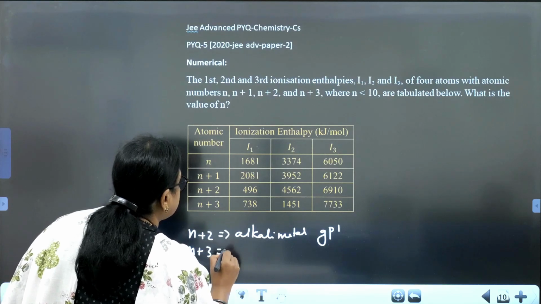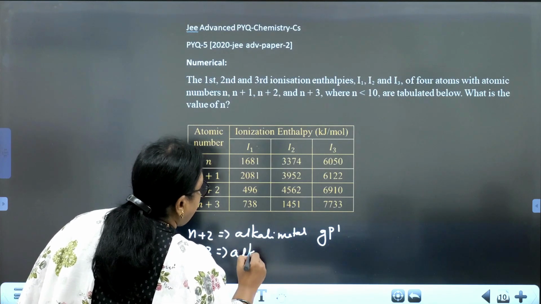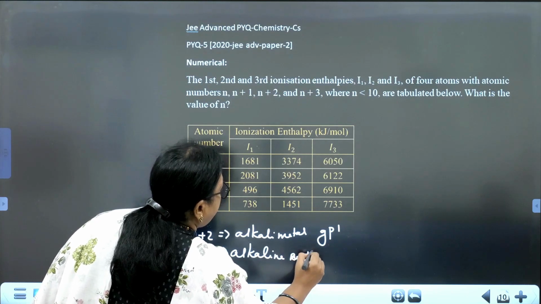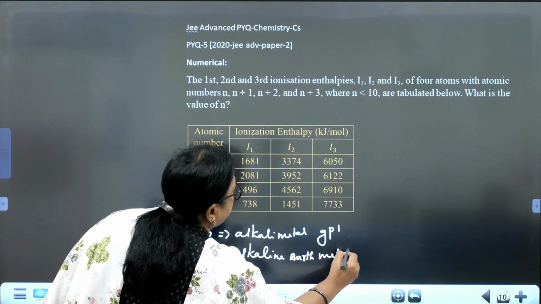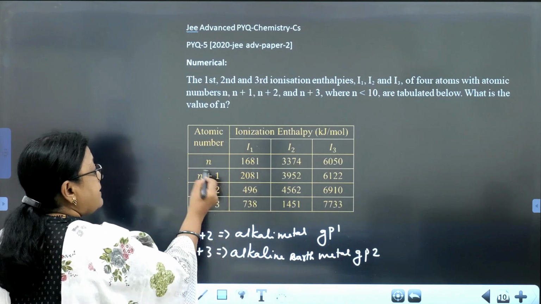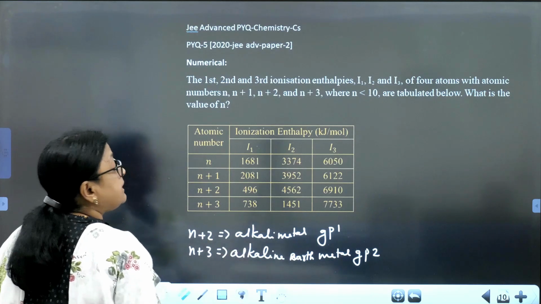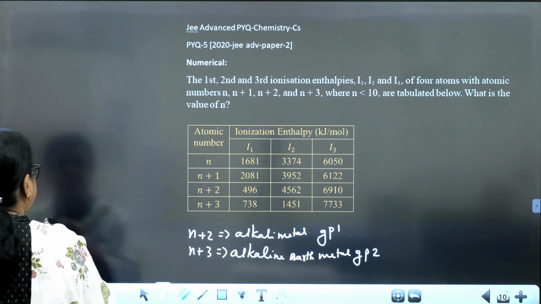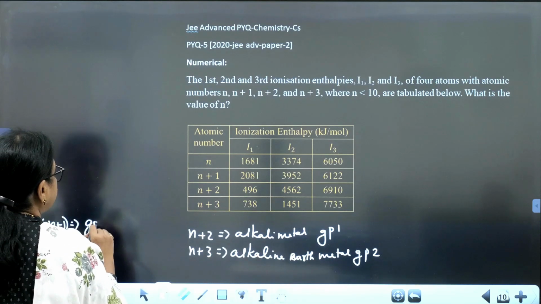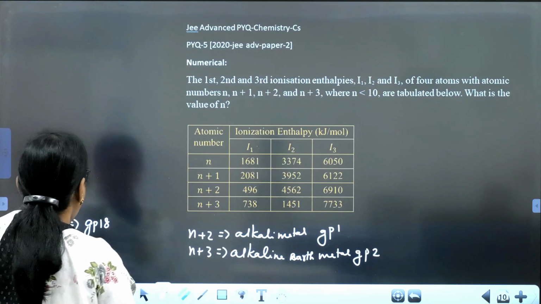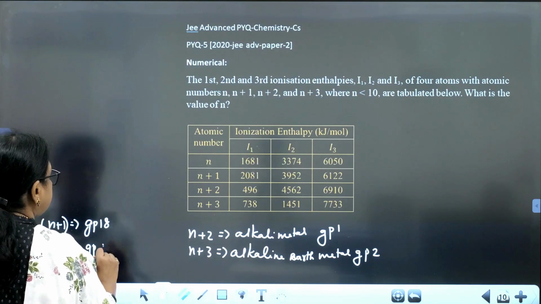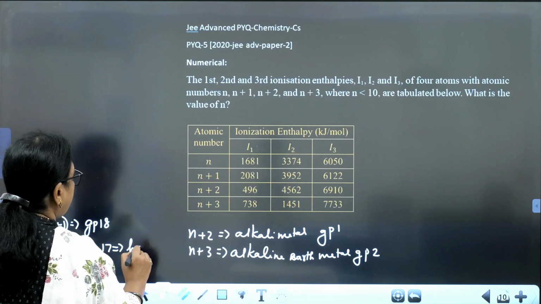Naturally, n plus 3 must be an alkaline earth metal, belonging to group 2. So n plus 1, the element preceding it, must be a noble gas, group 18, and thereby n must be a group 17 element, a halogen.